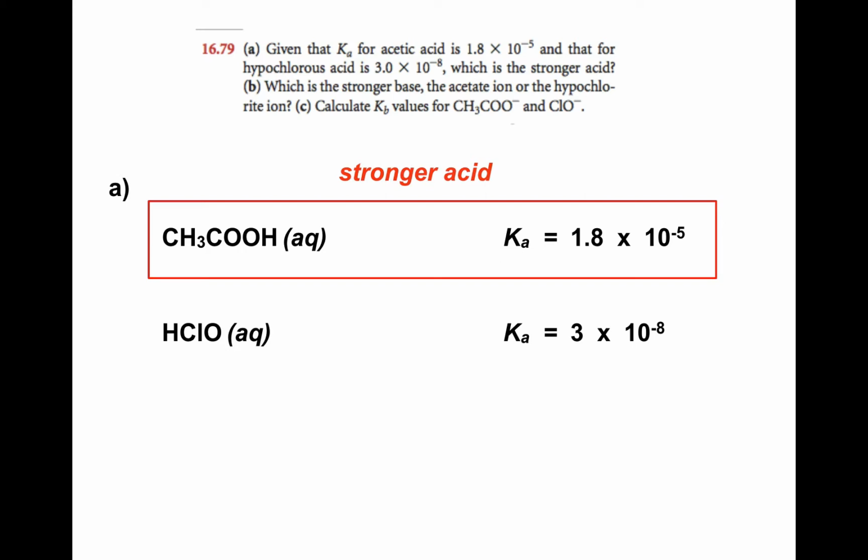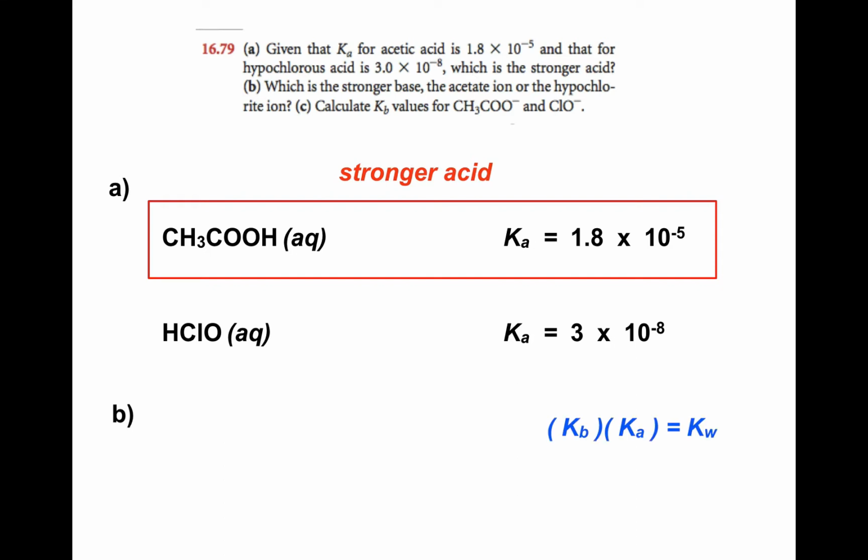B, which is the stronger base, acetate ion or hypochlorite? All right, the relationship between an acid and its conjugate base is an inverse one. The stronger the acid, the easier it is to take the H off, the weaker the base, the harder it is to put the H back on.